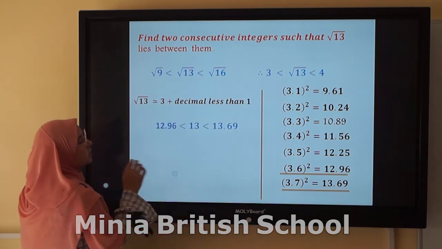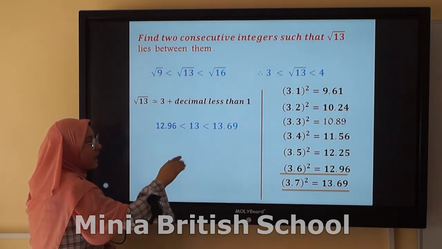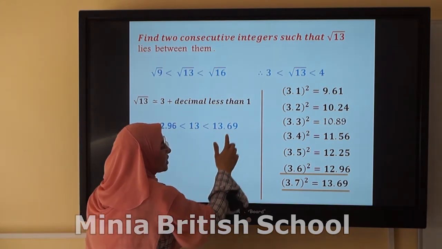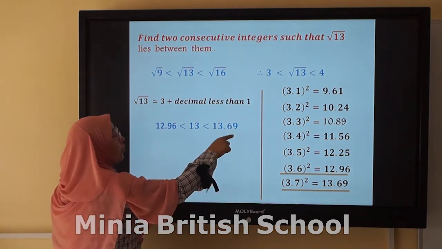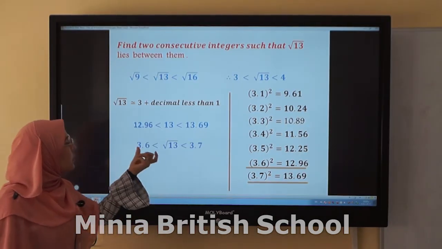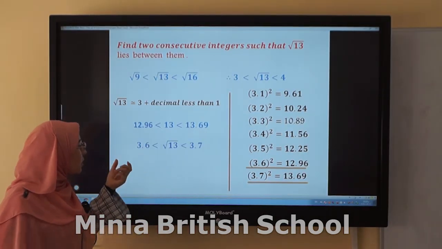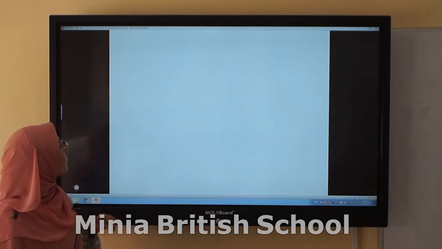So 13 is greater than 12.96 and less than 13.69. By taking the square root for all sides here, we get root 13 greater than 3.6 and less than 3.7, okay?